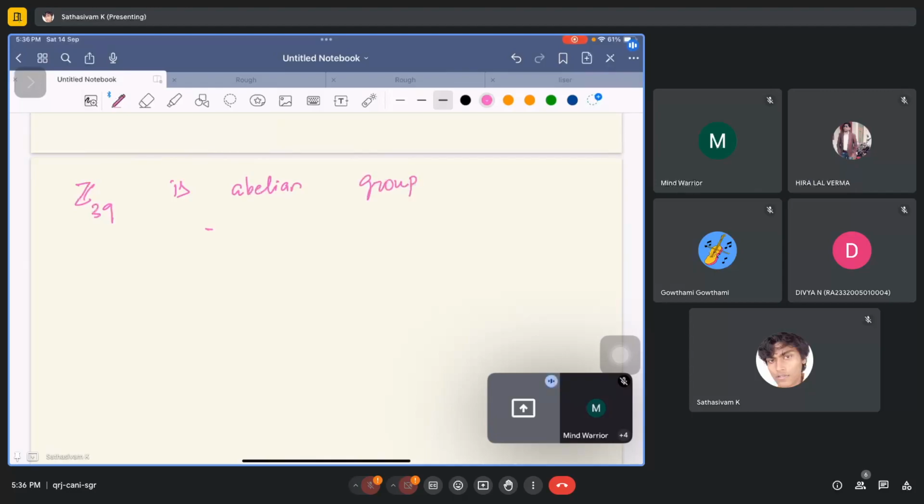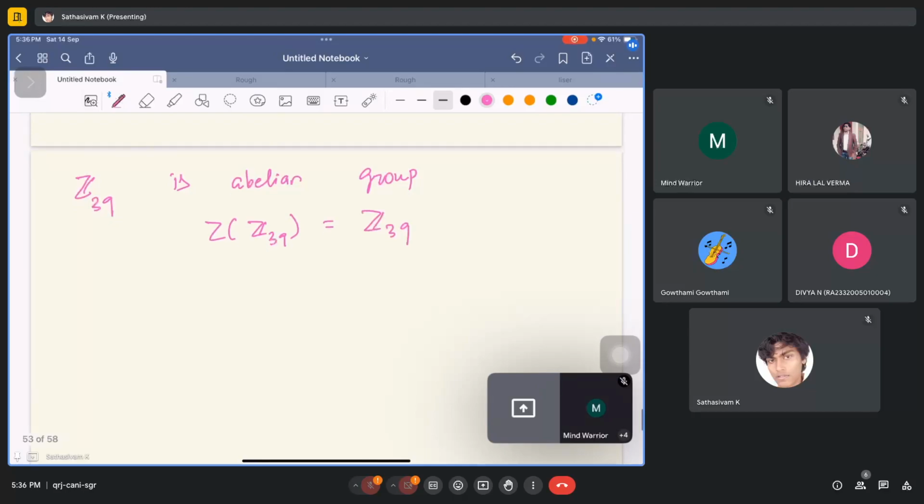So that means the center of this group is Z39. So this is basically Z39 itself. If you write the classification, it should be 1 plus 1 plus, etc., 39 times. You just write it. So this is the classification, if you take a cyclic group.